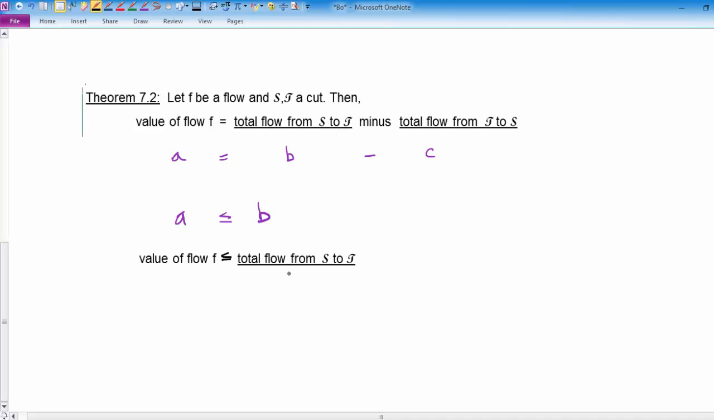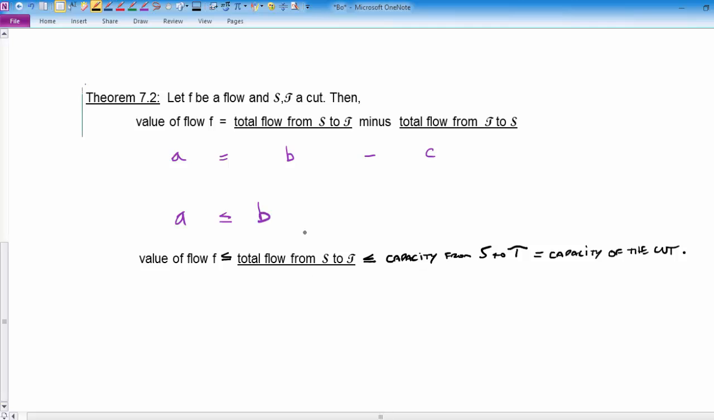And this is what we get. Now the total flow from S to T is actually less than the capacity from S to T, which is really the capacity of the cut. The flow at any arc cannot be greater than the capacity of the arc. So if we add all the flows, then the total flow cannot be greater than the total capacity. That's how we define the capacity of the cut: the total capacity of all the edges going from S to T.